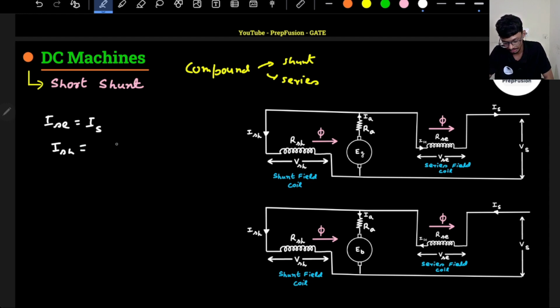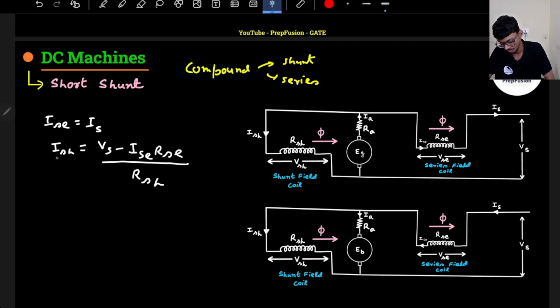So the shunt field current will be whatever the voltage is that is coming across here, that is after this drop, right? So ISH will be Vs minus the drop across the series field winding, so it will be minus ISC into RSC, divided by your shunt resistance. So this will be the shunt current and the series current, right? Series field winding current and the shunt field winding current, pretty easy and self-explanatory.